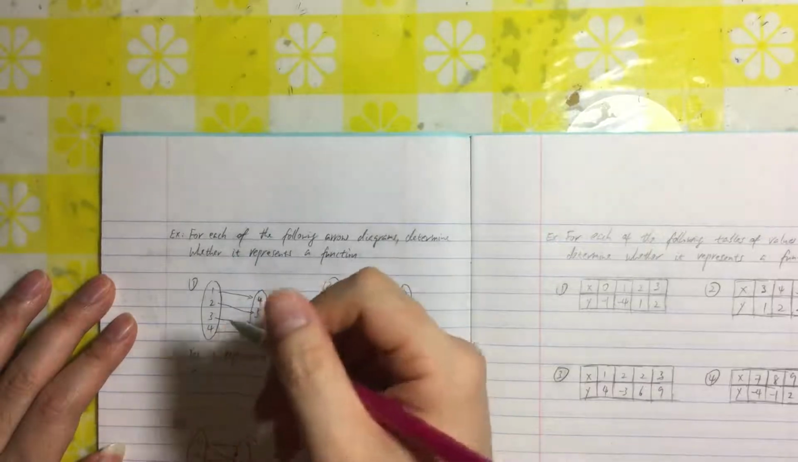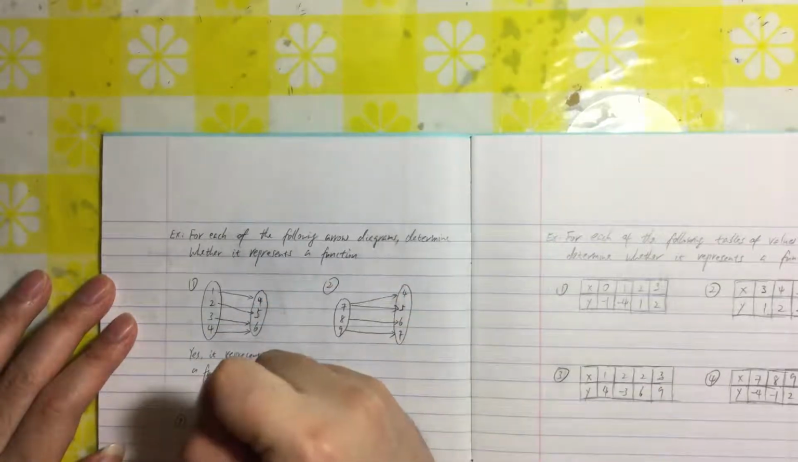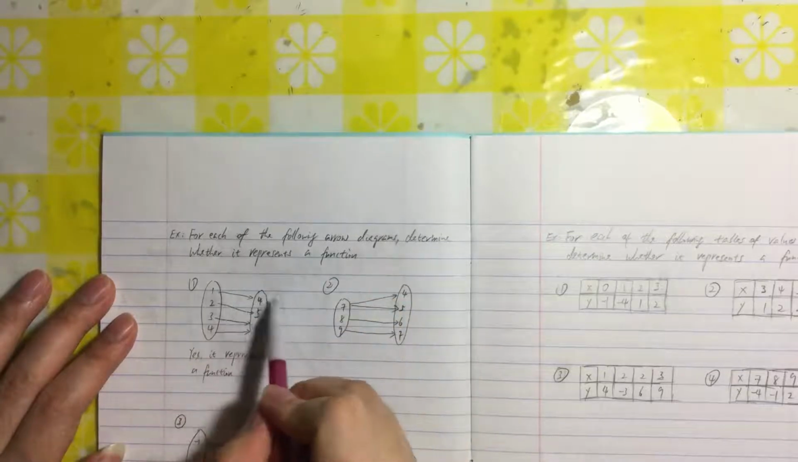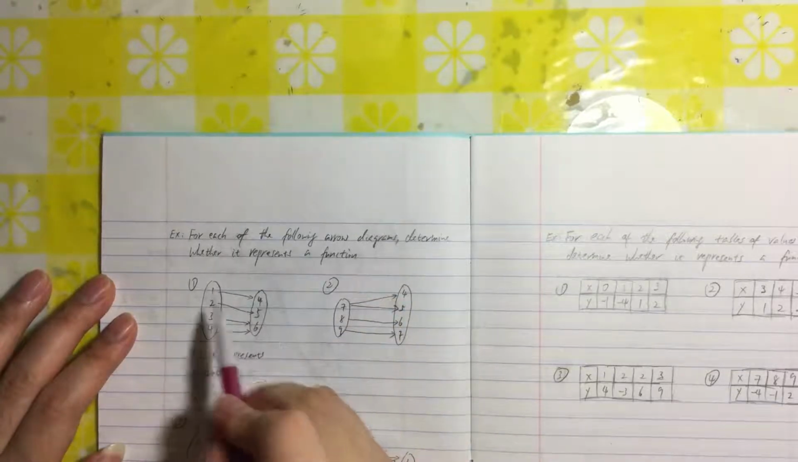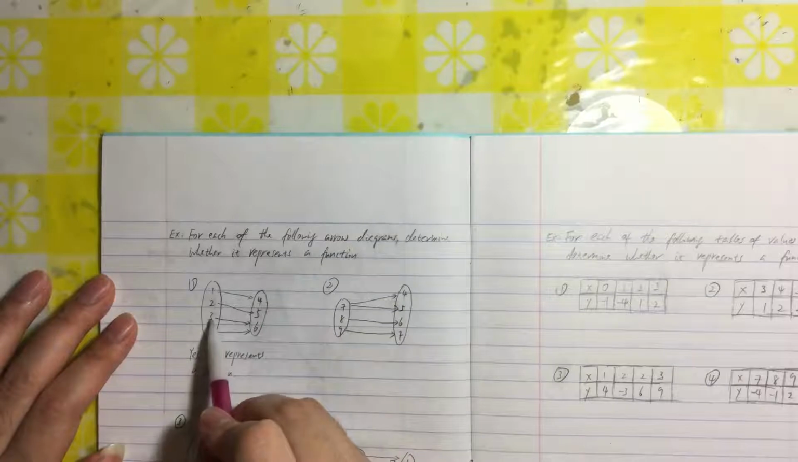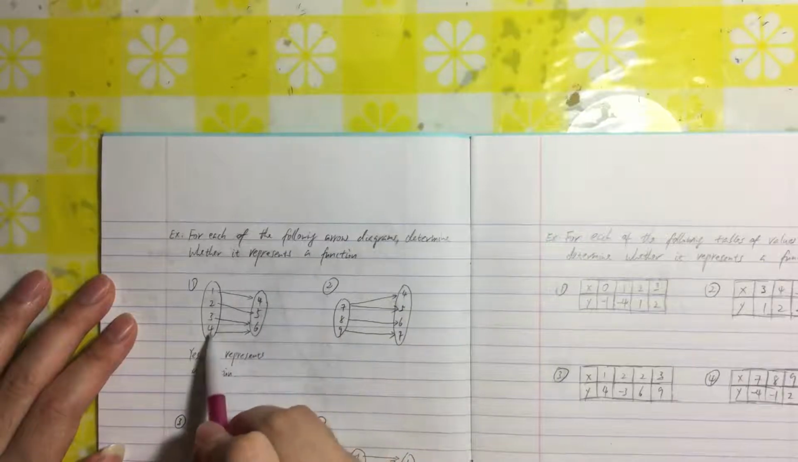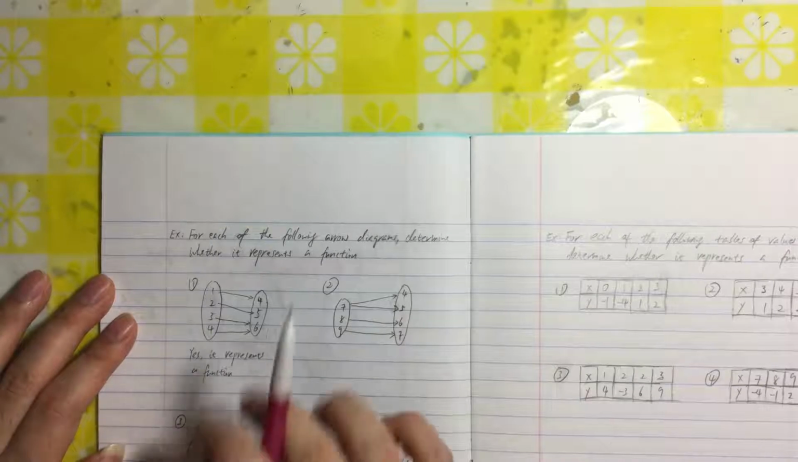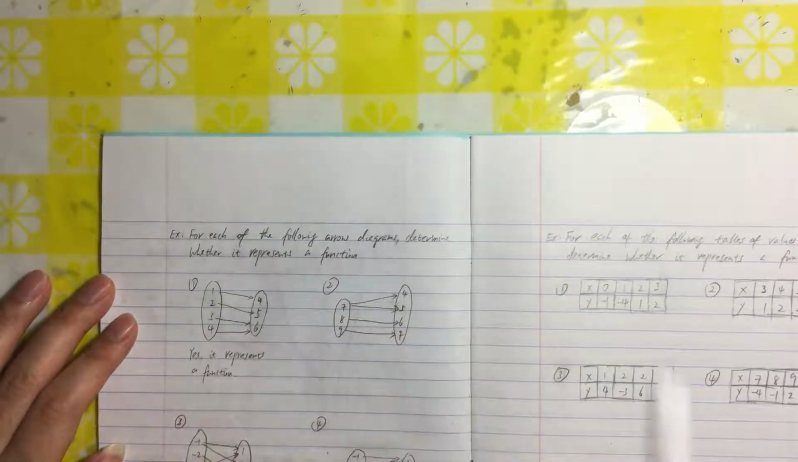Since for every input, there's exactly one output. When the input is 1, output is 4. When the input is 2, output is 5. When the input is 3, output is 6. When the input is 4, output is 6. Since for every input, there's exactly one output, yes, this represents a function.